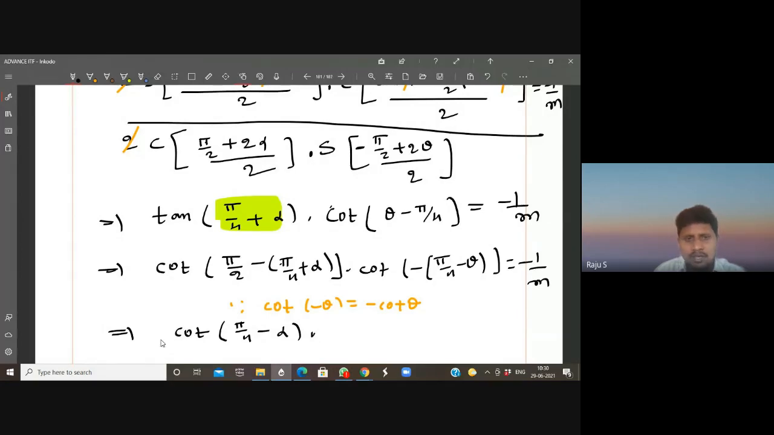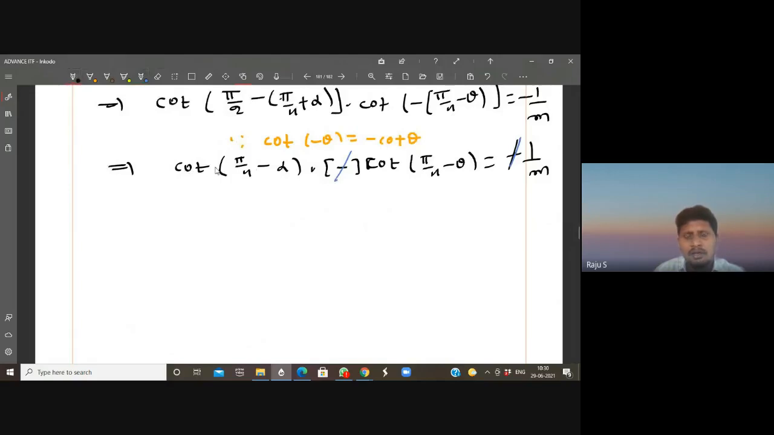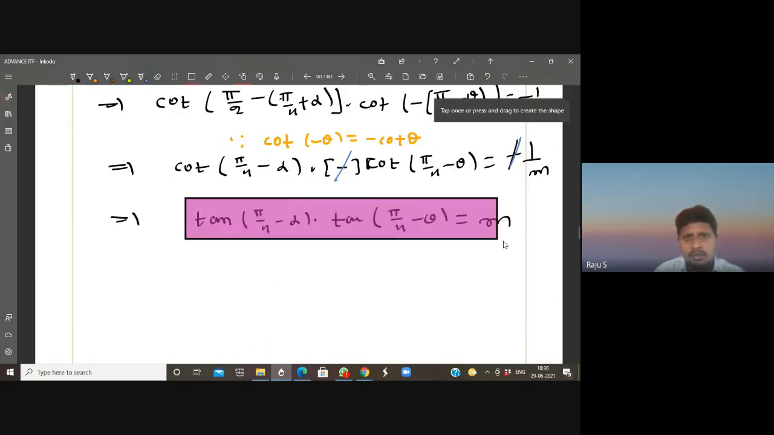Now here, this can be written as minus of cot of pi by 4 minus theta, which should be equal to minus 1 by m. So minus minus again get cancelled. Now I want to write the reciprocal. Reciprocal means cot can be written as 1 by tan, so 1 by cot means tan. So tan pi by 4 minus alpha into tan pi by 4 minus theta should be equal to m. Is it clear, students?